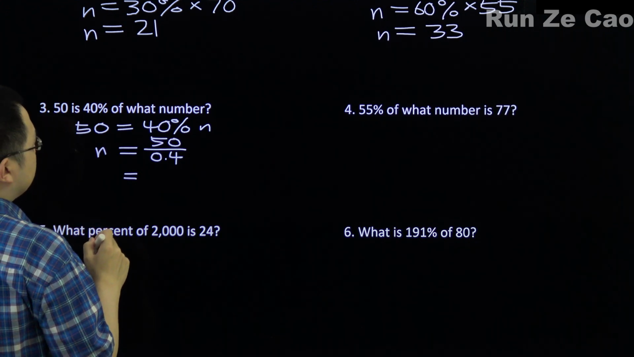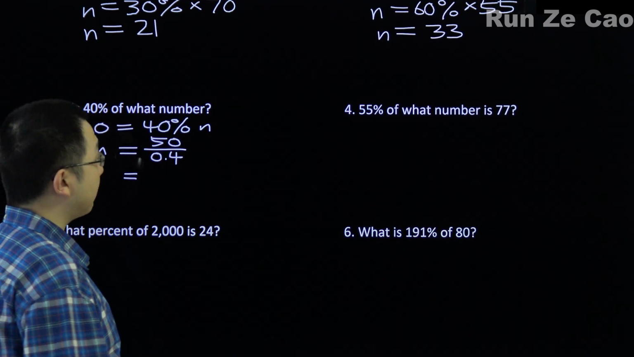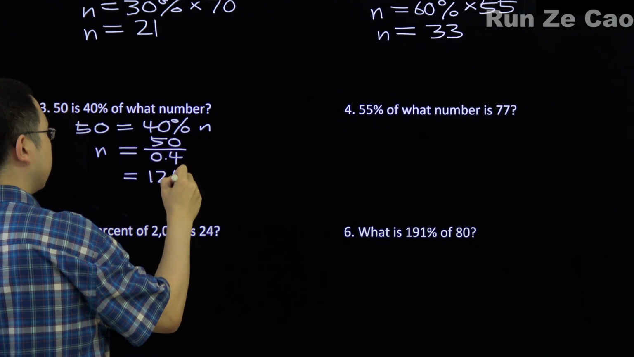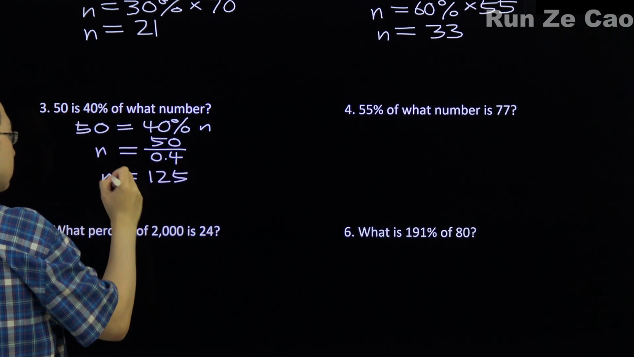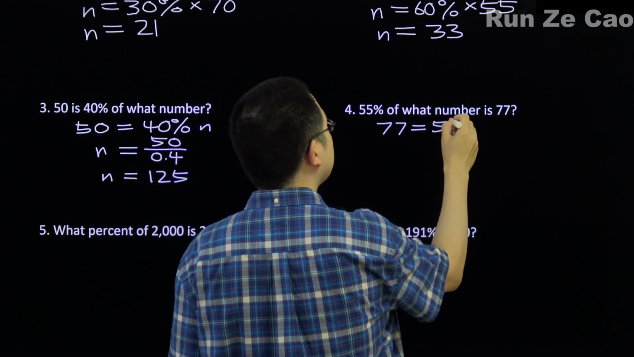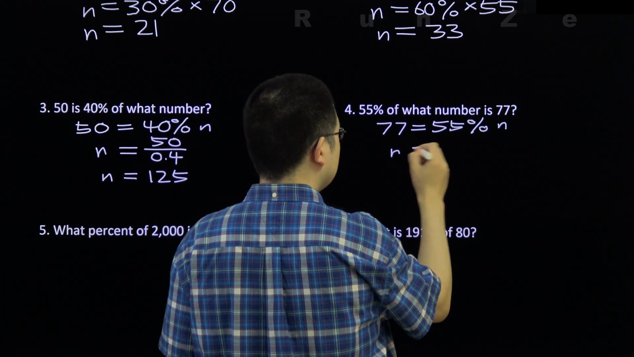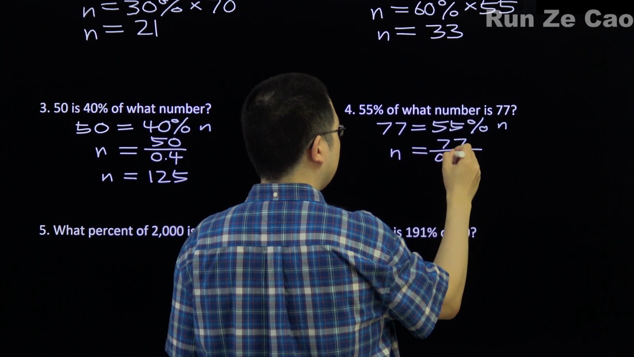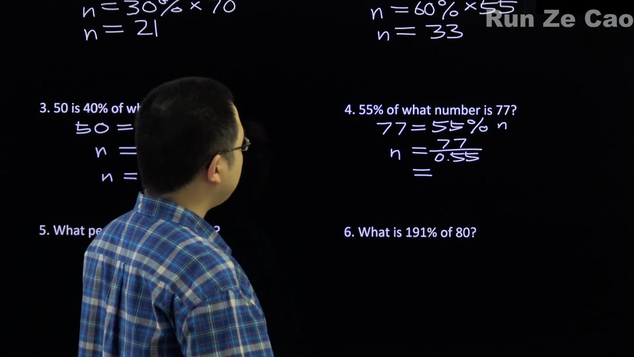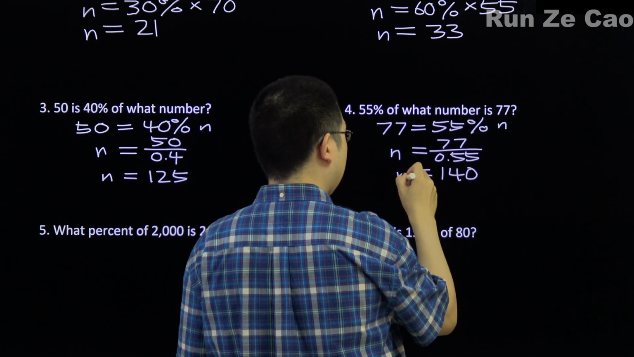So 50 divided by 0.4. What does that mean? Oh, 50 divided by 2 over 5. In other words, 50 multiplied by 5 over 2. That's 25 times 5, so 125. So n is equal to 125. 55% of what number is 77? 77 is equal to 55% of n. So n is equal to 77 over 0.55. This is equivalent to 70 divided by 0.5, which gives us 140 for n.